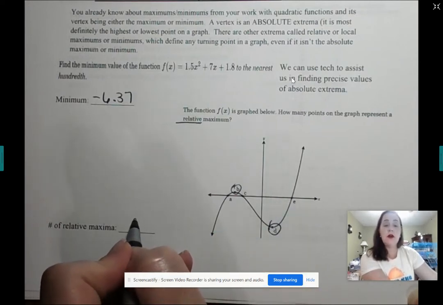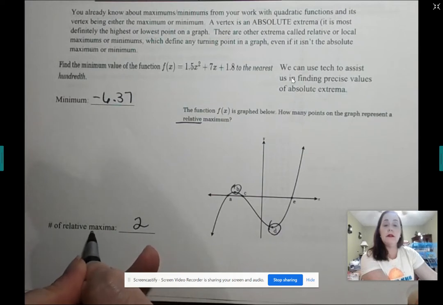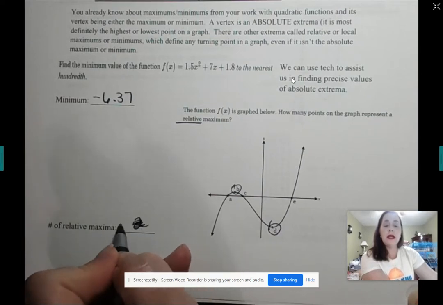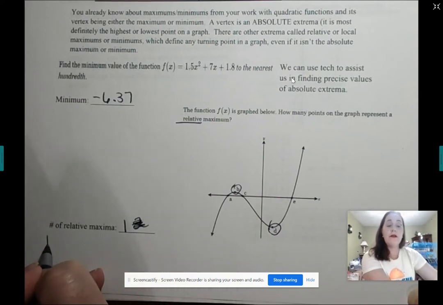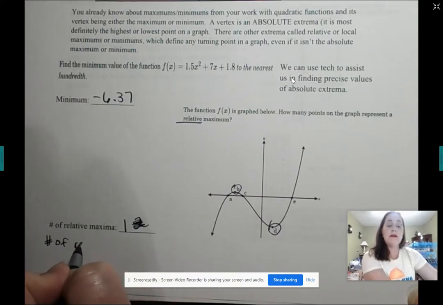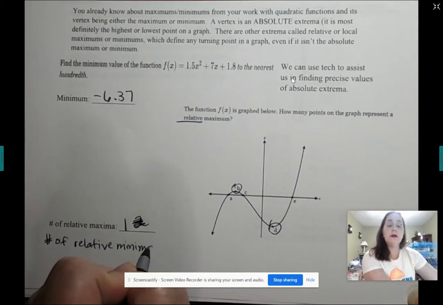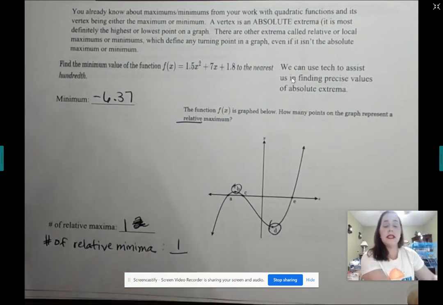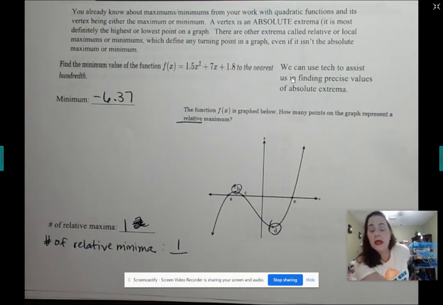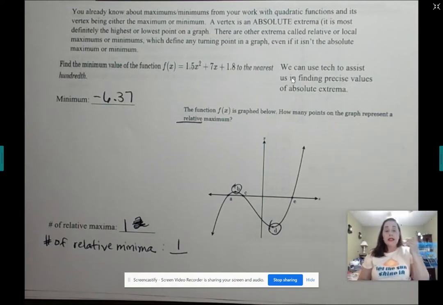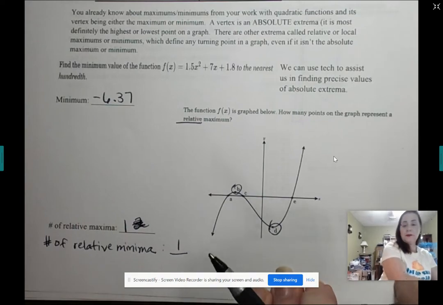So it has a total of two relative, but it's only asking for a maximum, so I can only put one. Let's just go ahead and write that. It does have a relative minimum as well. Minima is just plural for minimum. It doesn't need to be plural because there's only one this time. Okay, A, C, and E, those are distractors. Those are x-intercepts or roots, but they're not part of the answer to any maximums or minimums.